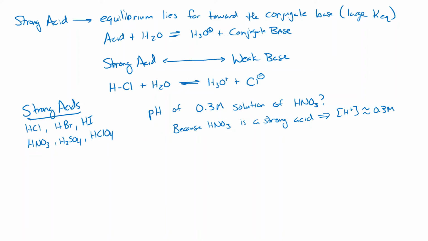So if we wanted to find the pH of this, all we have to do, pH equals the negative log of the concentration of H plus, which is 0.3 molar. And so this comes out to be 0.5. So the pH of this 0.3 molar solution of HNO3 is very, very, very low, right? It's 0.5. And so that means that this is a very, very, very acidic solution, which of course, if you're making a solution of nitric acid, you would hope that you're getting an acidic solution.